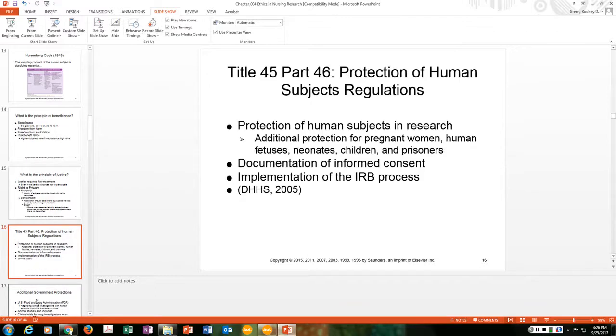Title 45, Part 46, Protection of Human Subjects. Additional protection for pregnant women is necessary for human fetuses, neonates, children, and prisoners. Special documentation of informed consent. They must go through the IRB process and follow the Department of Health and Human Services regulations.